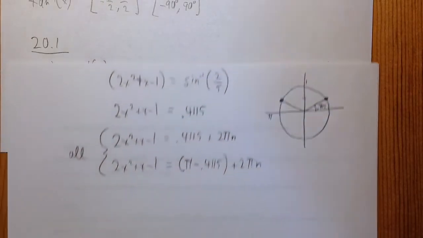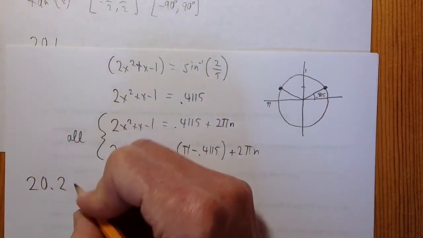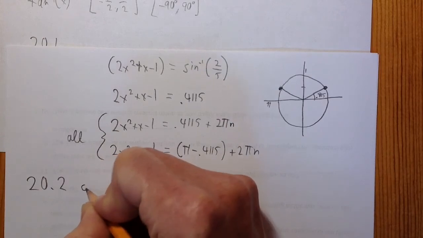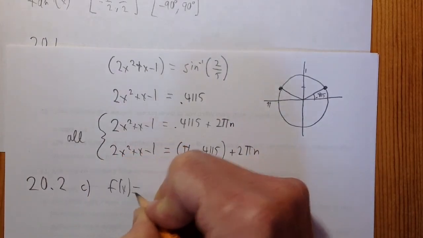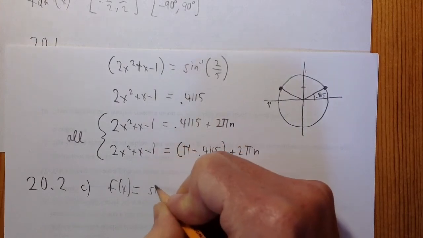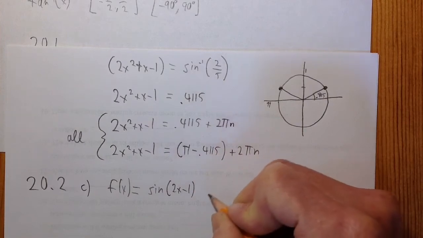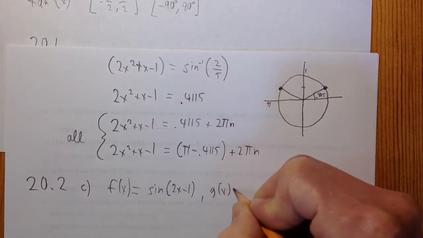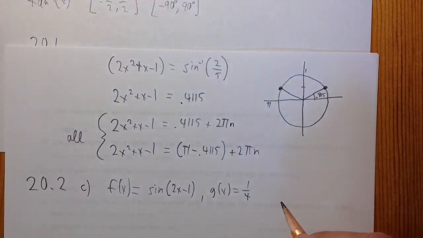Okay, let's look at 20.2 now. So 20.2, let's look at C. Let's do C because it's probably a tricky one. They say f of x is the sine of 2x minus 1, and g of x is equal to 1/4. And they want us to graph these and find the principal and symmetry solutions.